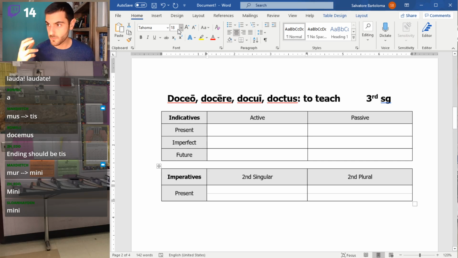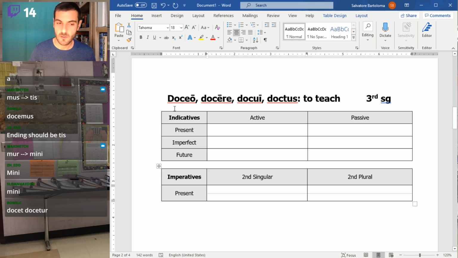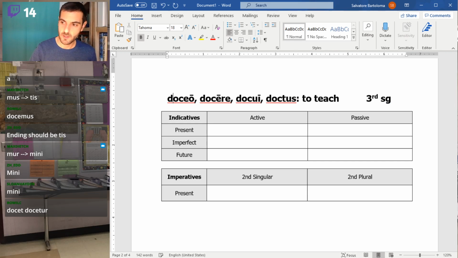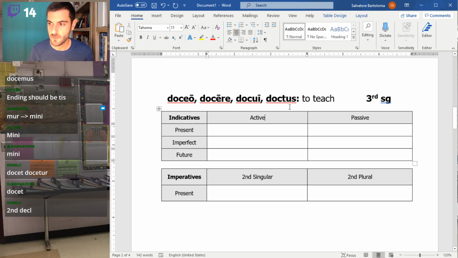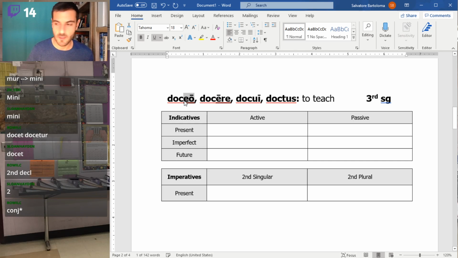So the first thing we always think about, right? Even before we start filling in endings or filling in forms, what do I want to be thinking about? What needs to come to my mind? Conjugation. But yeah, second conjugation, right? It has the long ERE. It's got the E and the O.